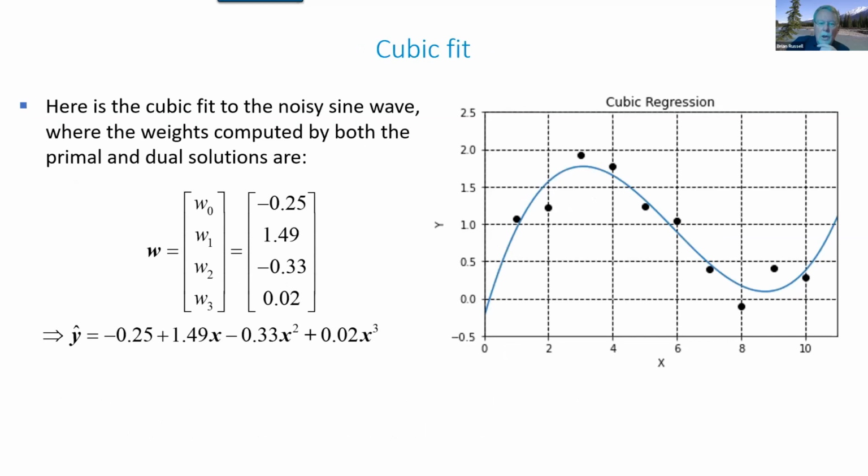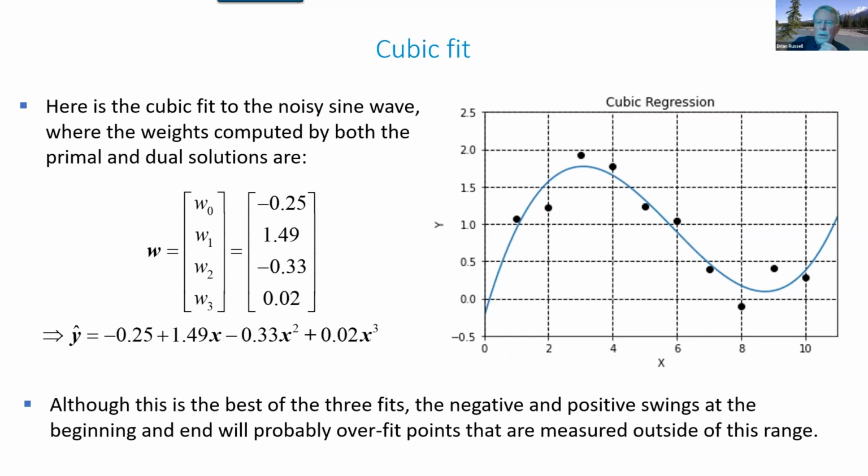Okay, now here's the cubic fit. And you can see now you get a pretty good fit. The only problem with this, again, is you're probably overfitting. If you were to think that this is really a sampled sine wave, it's probably going to swing back up and swing back down. But the fit will go off on the left-hand side to very large negative values, and on the right-hand side to very large positive values, which is probably not going to fit very well outside of this range.